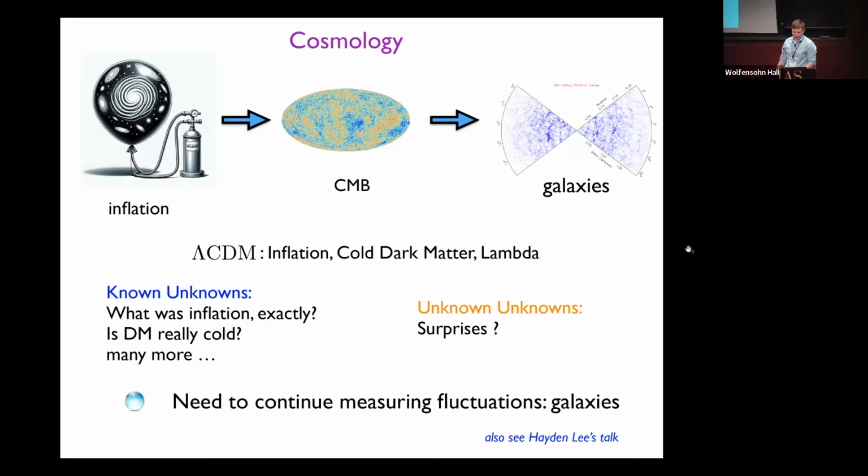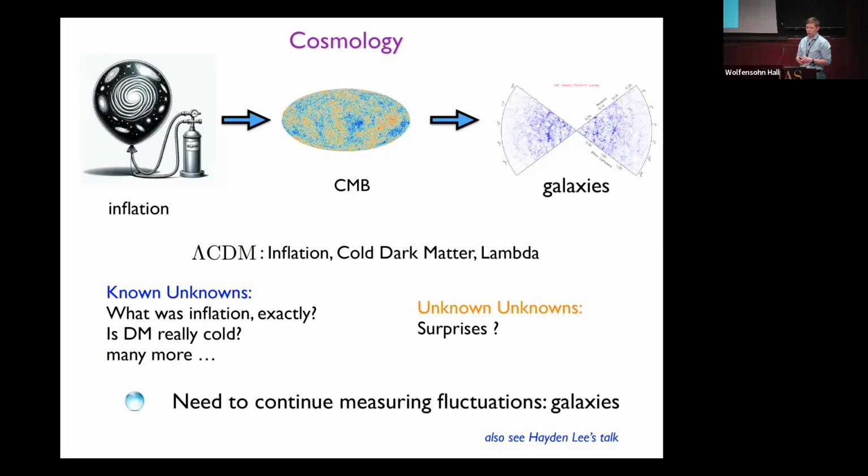And in cosmology, we also have the standard model that is called the inflationary lambda CDM model, that basically just says that we can explain all the properties of these fluctuations that we see with very few ingredients. So we have to assume that something like inflation happened. We have to assume that something like cold dark matter exists, and also that there is a cosmological constant that is responsible for the late time accelerated expansion of the universe. And this picture is very powerful and simple, and yet it has many known unknowns.